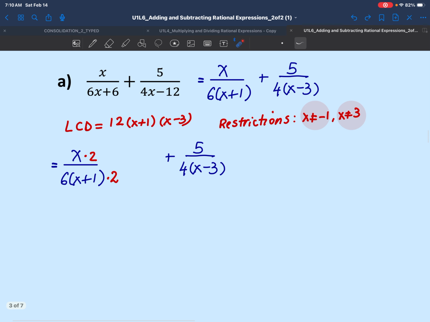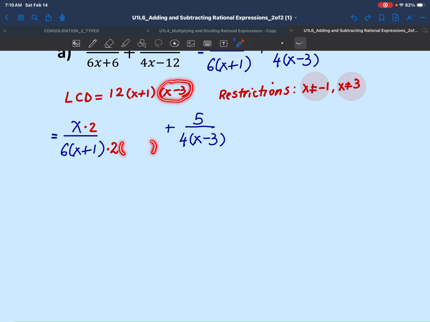Now, in the same way, we are going to work with adding the other factor here, x minus 3, and that means that we'll multiply both the denominator and numerator by x minus 3. Similarly, we work with the next rational expression. Here we have 4.